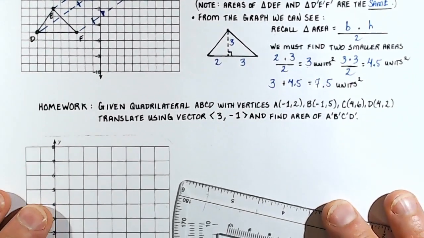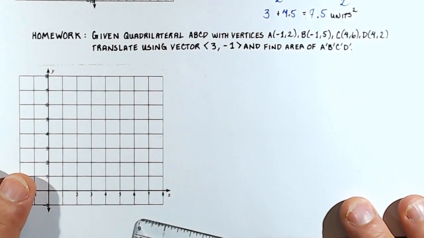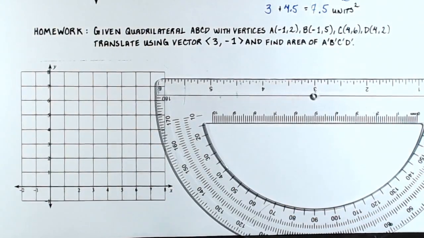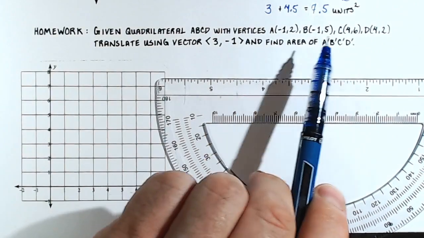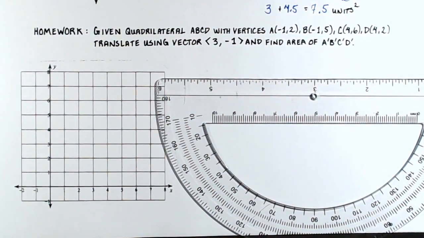All right, so that is the end of the lesson, but we'll go ahead and work on this homework problem so you can watch it all in one video. So in this one, we're given a quadrilateral, and that would be a shape with four vertices on it, 4 sides, 4-sided shape, quadrilateral. Quadrilateral A, B, C, D with vertices at these coordinates. So translate using vector 3, -1, and then find the area.